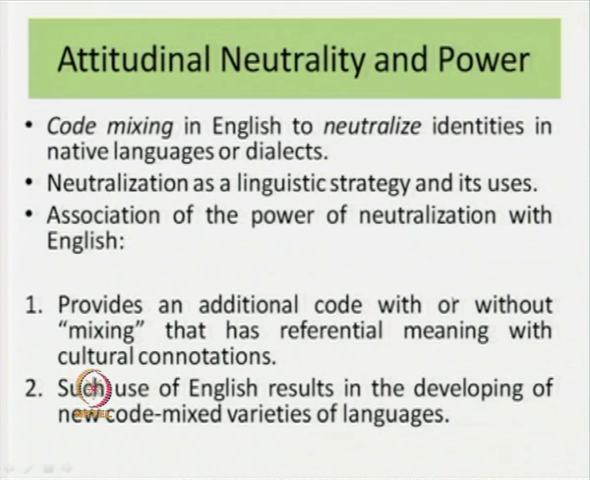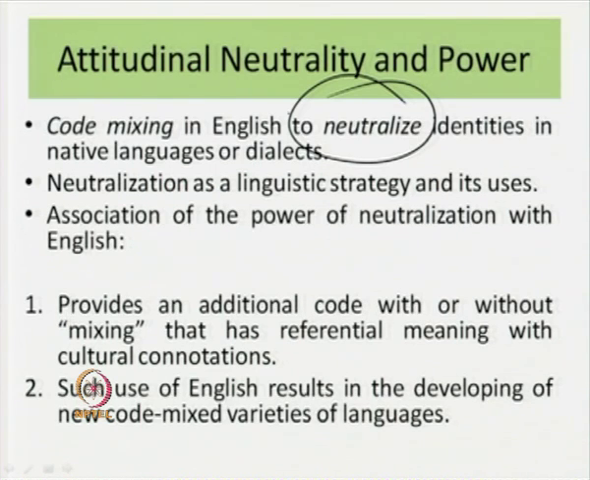For instance, we saw code mixing in English to neutralize identities. As we saw in the last lecture, in native languages or dialects, identities, social stratification, stratificatory measures may be divisive in nature, may even be exploitative in nature, for caste, for instance, in India. So there English helps as a neutralizing linguistic strategy.